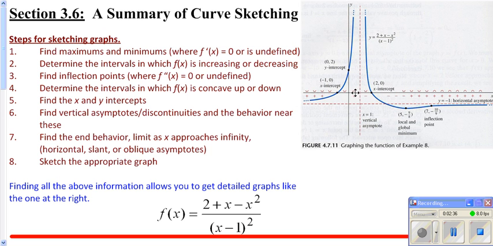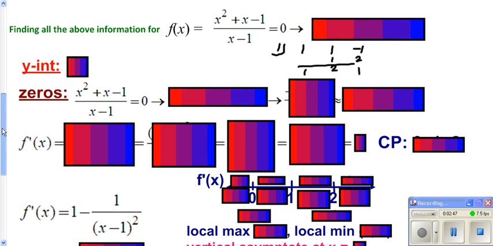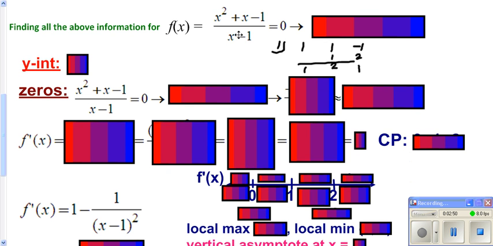Here, you know it's concave up. Here, it's still concave up until you get to here, and then you're concave down. So we want to find all that information for this problem here.